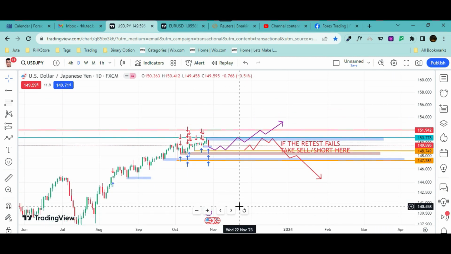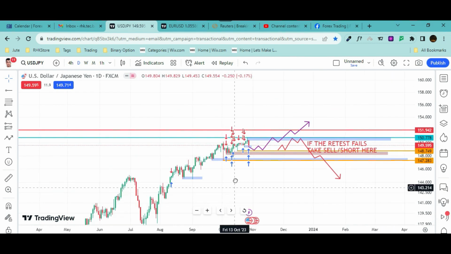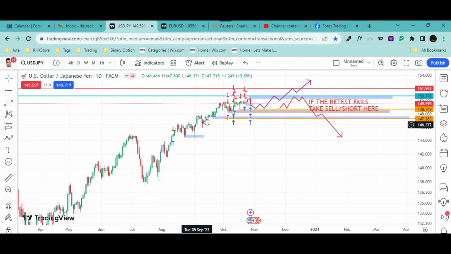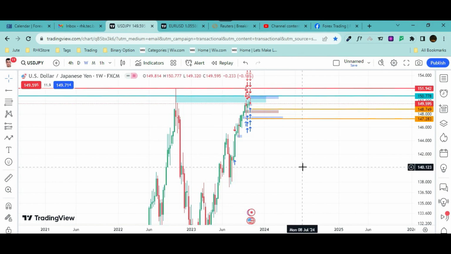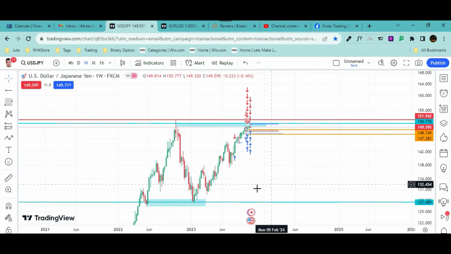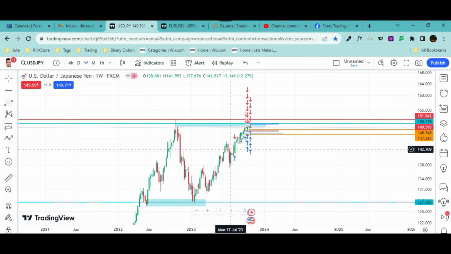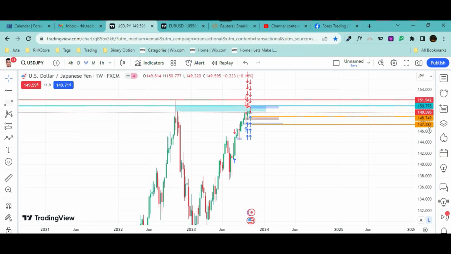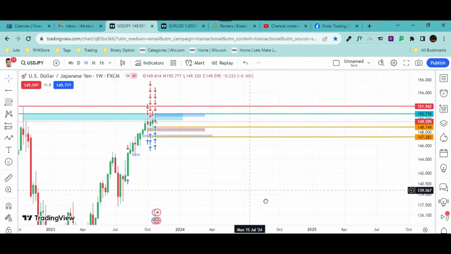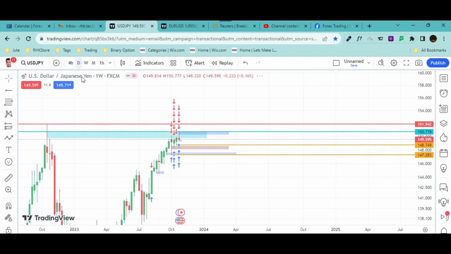huge and very powerful trend. If you can see, this is a very big and powerful trend. In weeks even, you see this is a very big and powerful trend, and to break such a trend, we need the change of character and break of structure.